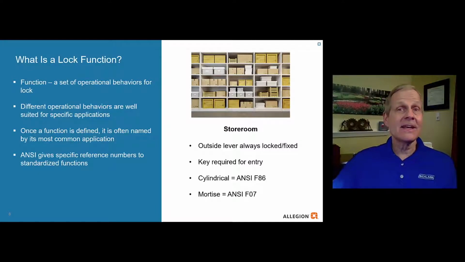Now for ANSI, if it's a cylindrical lock set, ANSI is going to assign an F86 to a storeroom cylindrical lock set. If you're dealing with a mortise storeroom lock set, ANSI will assign the number F07. These numbers will appear in manufacturers' catalogs, so this is kind of the universal numbering system for those functions. Each manufacturer is going to have their own model number, but in addition to that model number, manufacturers will list the ANSI number, which is the industry standard.